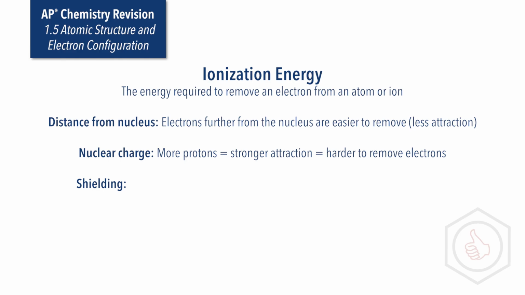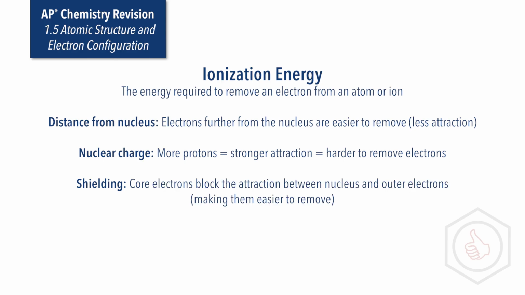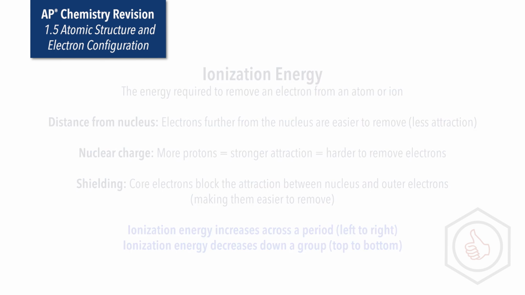The more inner or core electrons there are inside the atom, the weaker the attraction the outer electrons have to the nucleus, making them slightly easier to remove. This is referred to as inner electron shielding. As a general trend, ionization energy increases across a period, so left to right in the periodic table, and decreases down a group, so top to bottom.